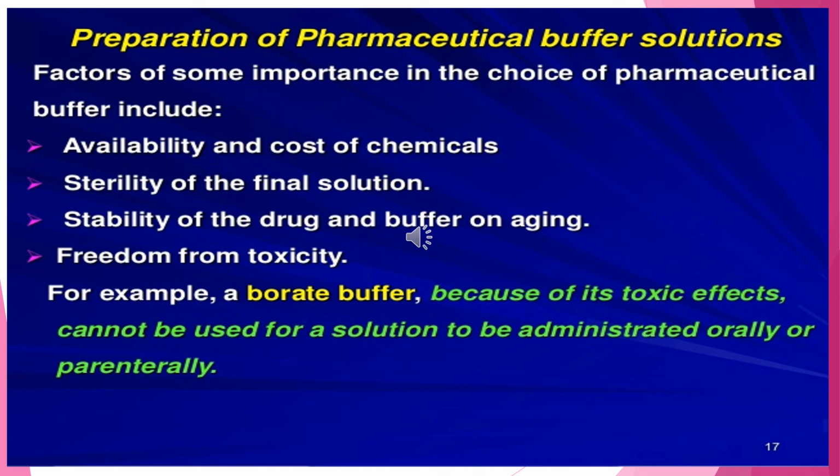Preparation of pharmaceutical buffer solution. Important factors in the choice of a pharmaceutical buffer include availability and cost of chemicals, sterility of the final solution, stability of drug and buffer on aging, and freedom from toxicity. For example, borate buffer, because of its toxic effect, cannot be used for a solution to be administered orally or parenterally.